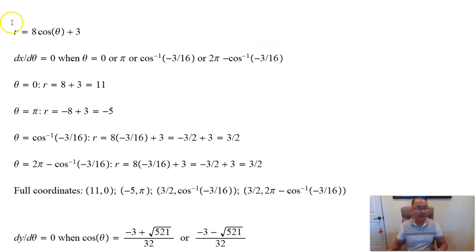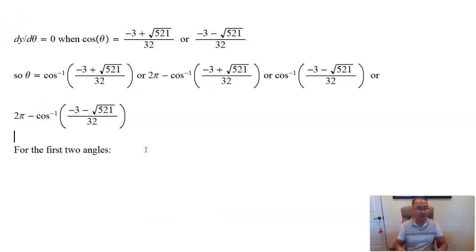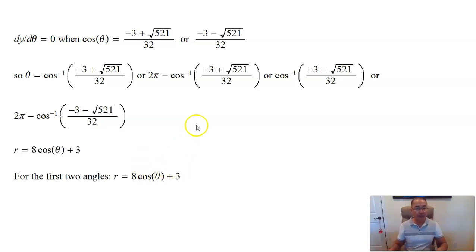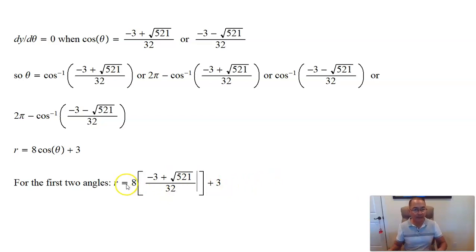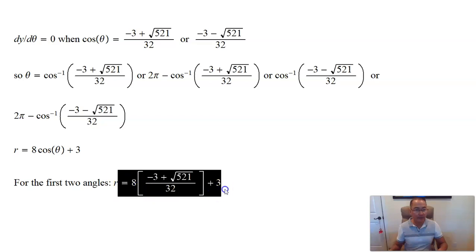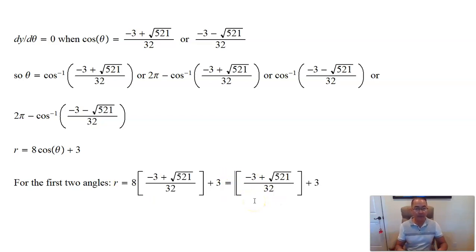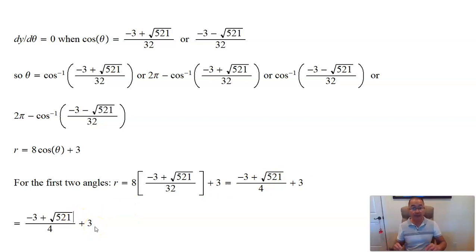So there it is. Let's bring it down here so we can see it. So 8 cosine theta, we need 8 times this, plus 3. So careful, we will simplify that fraction. 8 over 32 is 1 over 4. So we have 1 over 4 over here. Notice I'm getting exact values. I am not punching in radical 521. I just did it so that we can make sure that both cosine values are legitimate. They're between minus 1 and 1. So 3 becomes 12. And we get 12 minus 3, which is 9 plus radical 521.